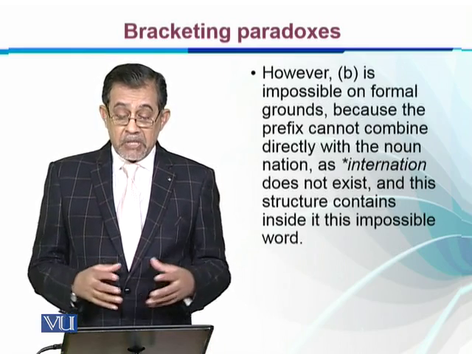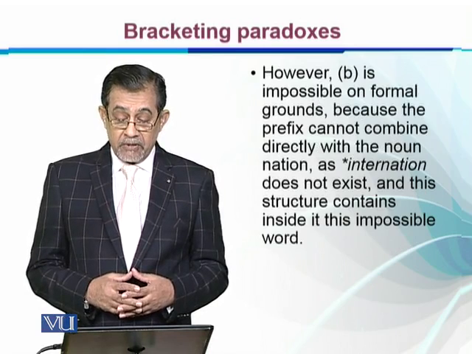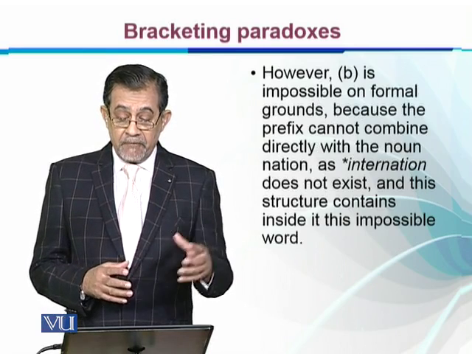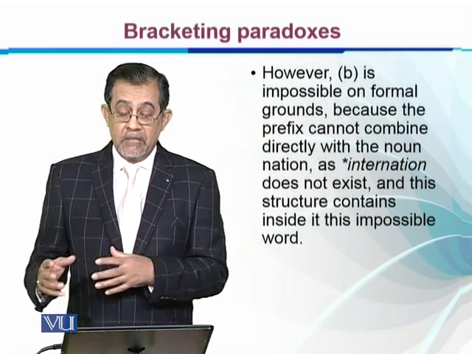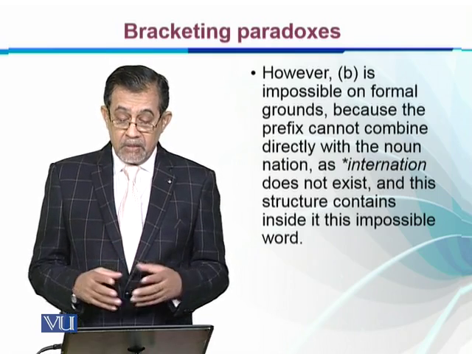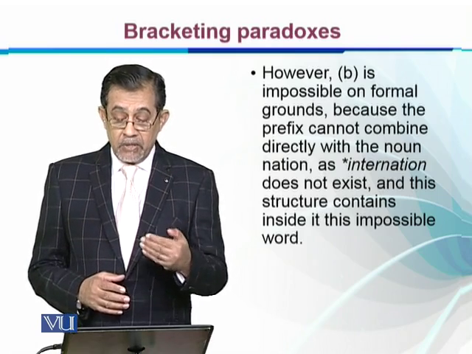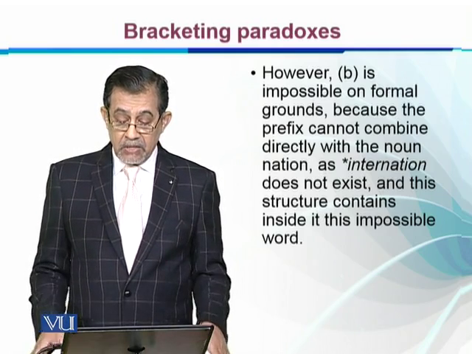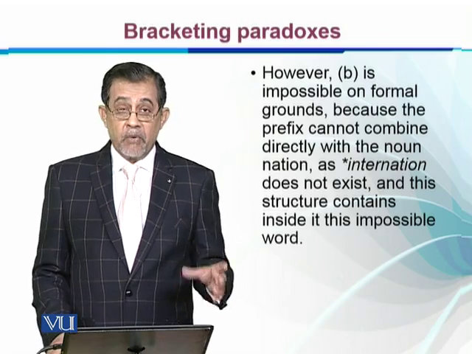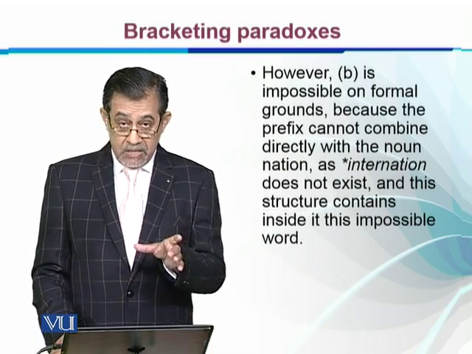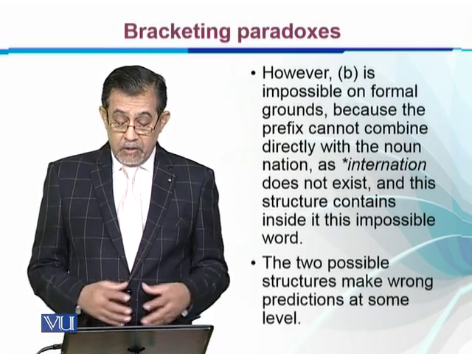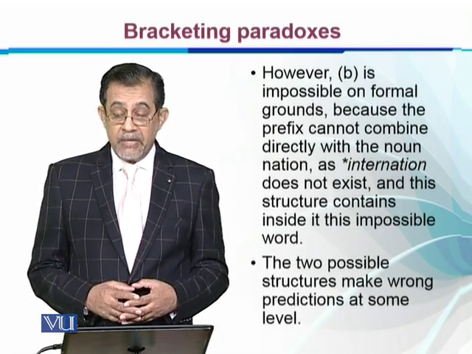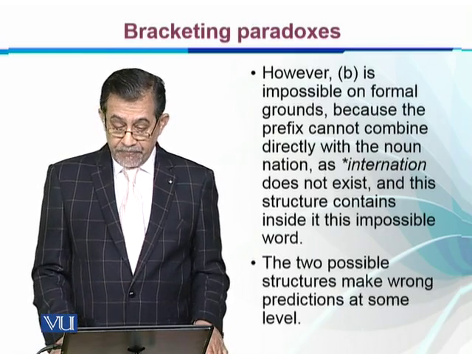However, B is impossible on formal grounds because the prefix cannot combine directly with the noun nation, as there is no word internation that exists, and this structure contains inside it this impossible word. So this is the bracketing problem. The two possible structures make strong predictions at some level.